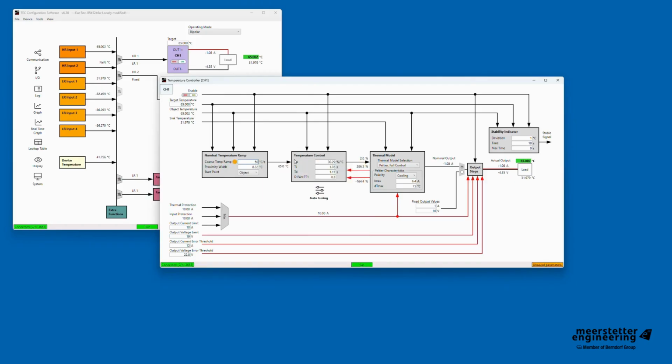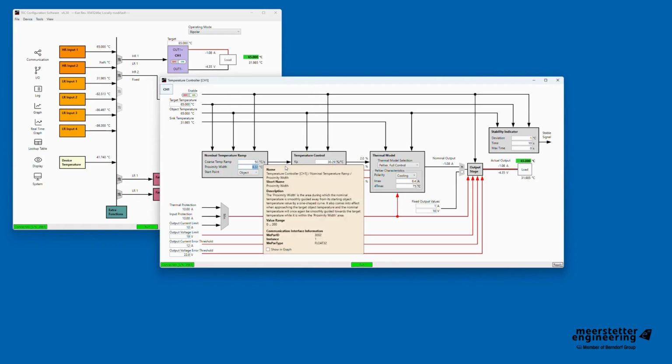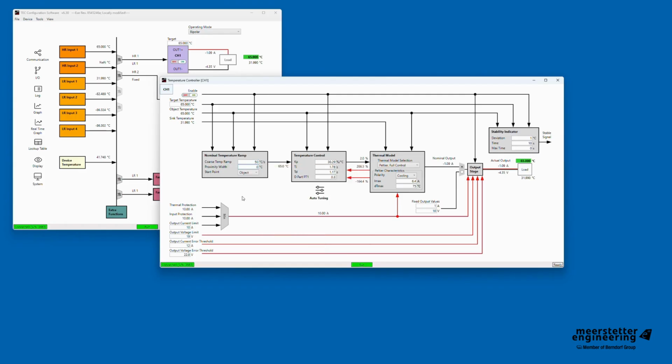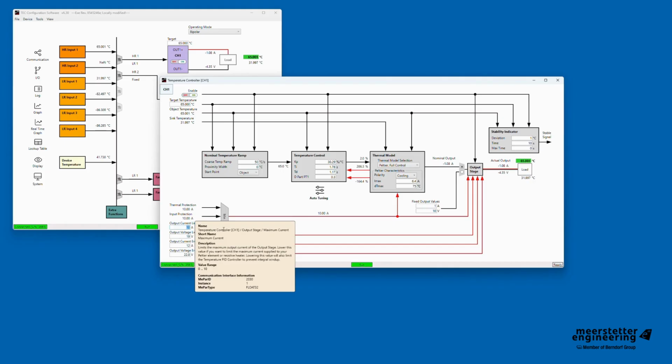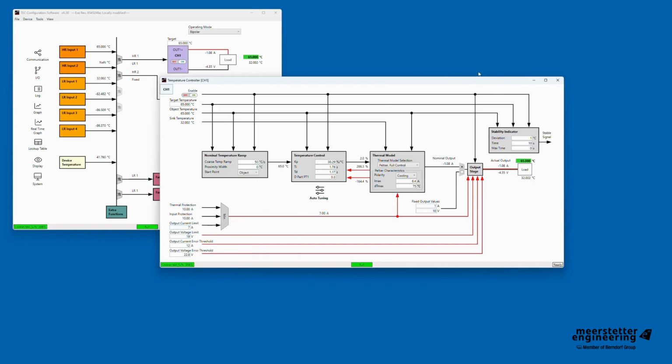The course ramp is set to its maximum value of 50 to allow fast temperature changes, and proximity width is set to 0. This ensures that the TEC controller applies the maximum possible current for as long as possible without starting to reduce power prematurely. The output current limit is set to 7 amps.